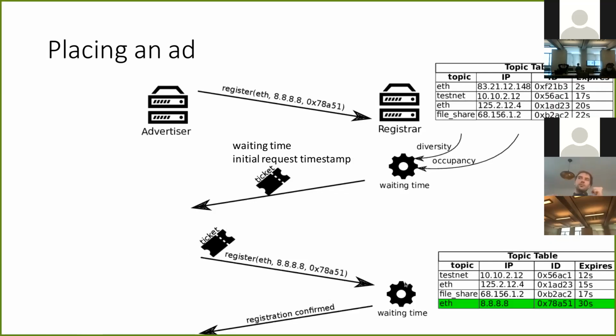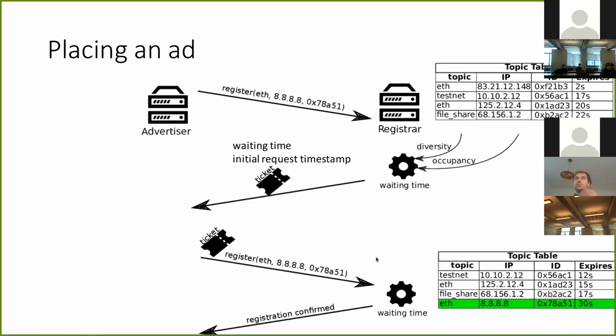Right, and now when this registration comes, I'll calculate a new waiting time, which will be based on my current content of the topic table, because it would have changed from the last time. And based on this initial request timestamp, I can check for how long this advertiser has been waiting already. If my waiting time is lower than the time the advertiser already waited for, I say, okay, you waited for enough time, I add it to the table. If not, we repeat the process.